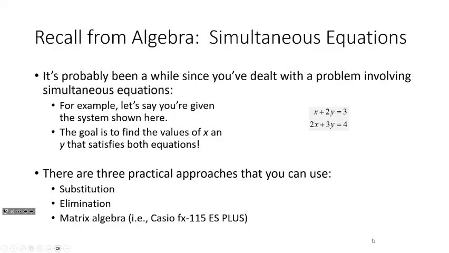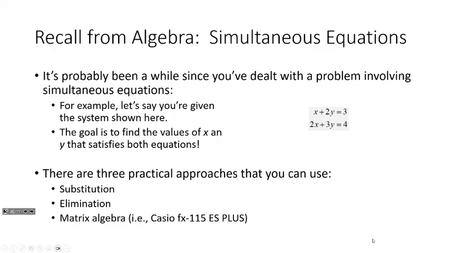Let's say we have x plus 2y equals 3, and I have 2x plus 3y equals 4. Okay. The goal is to try and find these 2 magical values, this one magical value of x and this magical value of y, that satisfies both equations, okay? And I'm going to tell you that this is the answer.